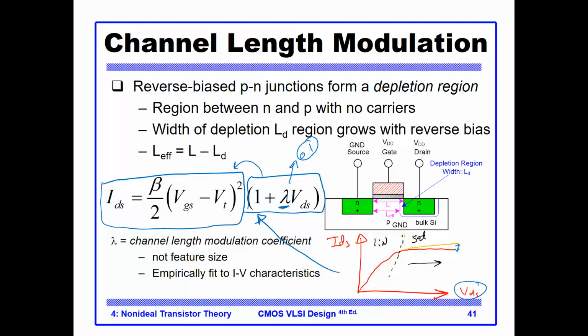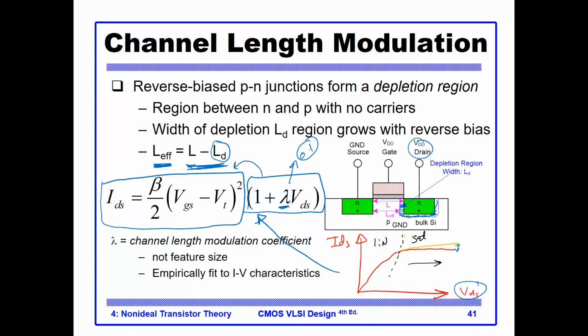Okay, now why does this happen? Well, with a high value of VDS in saturation, there is a depletion region around the drain, and as you increase VDS, this depletion region increases. I know that L effective, the effective length of the channel, is L minus LD. As you increase VDS, this LD increases, thereby reducing the effective length of the channel.